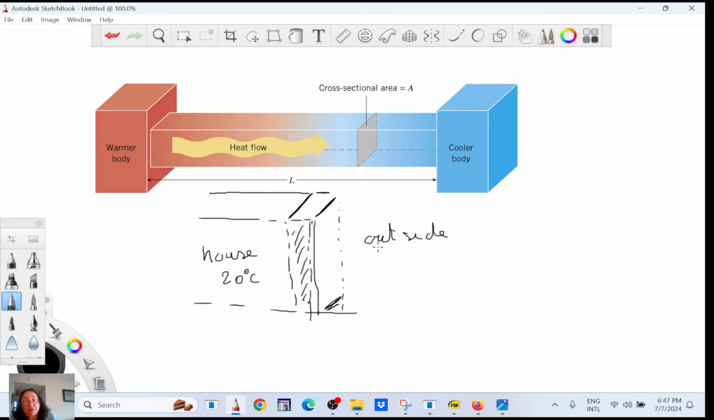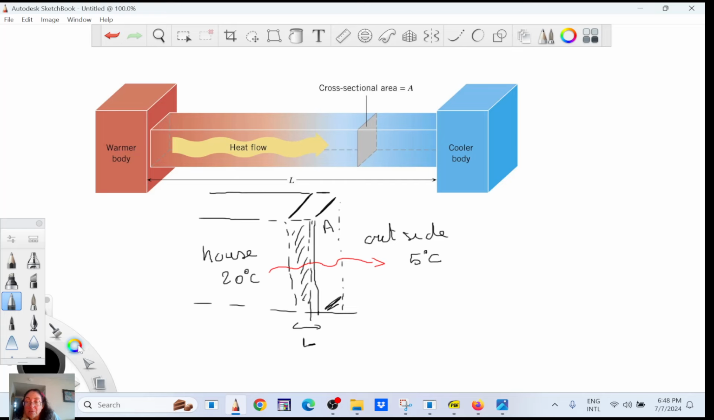And here you have the outside. So that will be the sink, the cold sink. That will be the hot source or the hot reservoir, the cool reservoir. And that will be the area A. So heat will flow from inside to outside because in that case, let's say the temperature is 5 degrees Celsius. Okay. So let's say the thickness of this wall here is L. So this is the same thing as that.